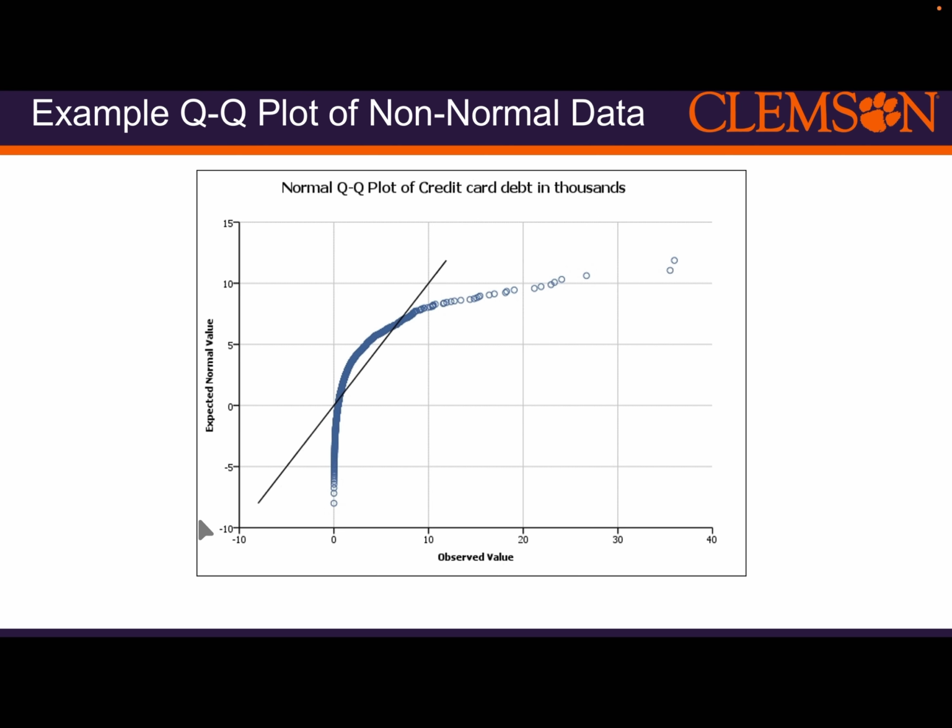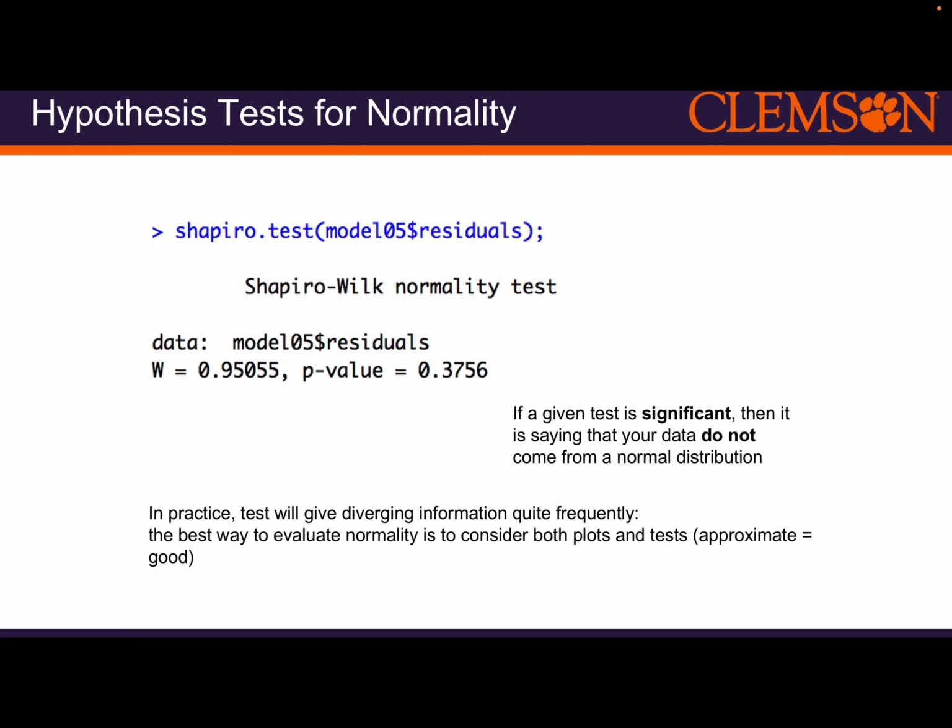Now, again, if credit card debt were the outcome, we wouldn't necessarily need to worry about it being normally distributed. We need to worry about the residual, or what's left over after predicting it, being normal. So this only applies to the E, the error term, which shows up after you estimate your model.